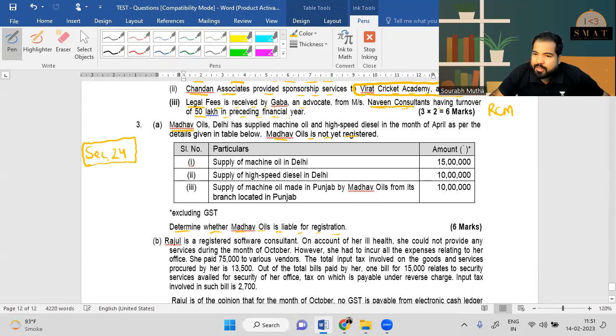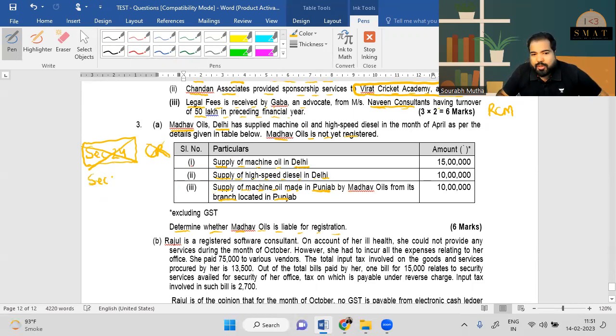Generally, you will check for interstate supply, if they are making any interstate supply. Supply of machine oil in Delhi: they are supplying in Delhi, no interstate. Supply of high-speed diesel in Delhi: no interstate. Supply of machine oil made in Punjab from its branch in Punjab: again, no interstate. So under section 24, no compulsory registration is required.